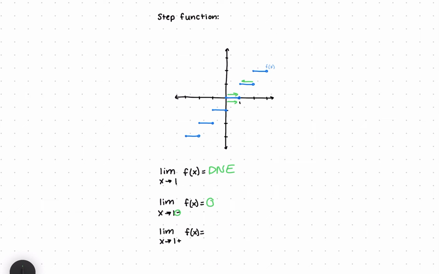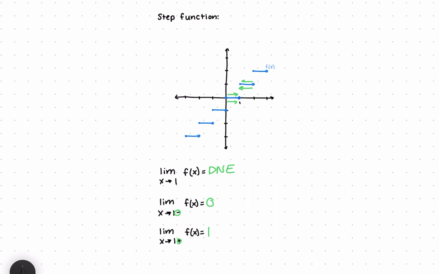So we have the limit as x approaches 1 from the right, as indicated by this plus, for the step function. Again, nothing's changing, but we're looking from the right side in this sense. If you take a look from the right side, approaching the value of 1. And there we have it.